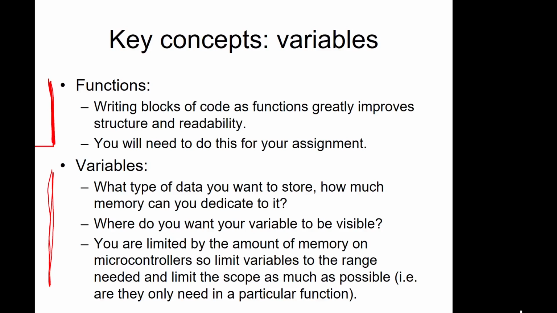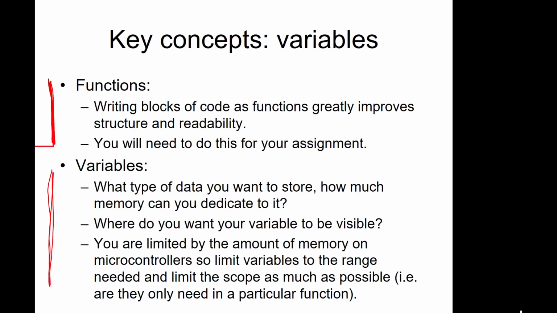Also, where is that variable visible? The easiest thing to do is just make everything global, and then everything is accessible right through the program. That's not the most efficient way of programming. It's better if only one function is using a variable, for example, then that variable should only be defined in that one function. Creating structures like that, and limiting where variables are actually seen and stored, does improve your program.